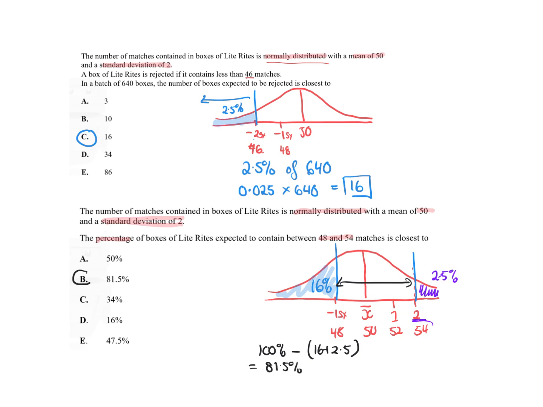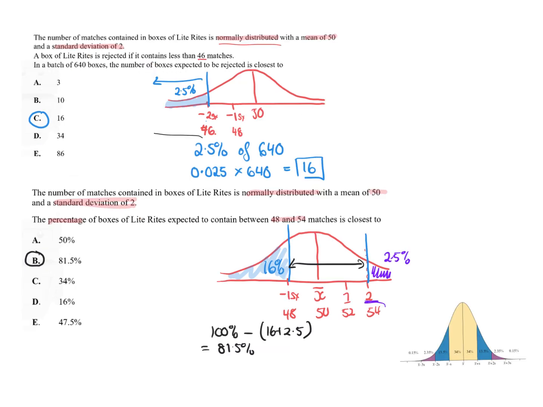Okay, we could do it this way, or I'm just going to show you how we could use the other diagram. So bear with me. You could use this diagram as well. Here was at minus 1 standard deviation, and here you're up at 2 standard deviations. So you're going from here up to there, and you can add all those percentages up. If you do 34 plus 34 plus 13.5, that will also equal 81.5%. So that's another way you can do it if you like.